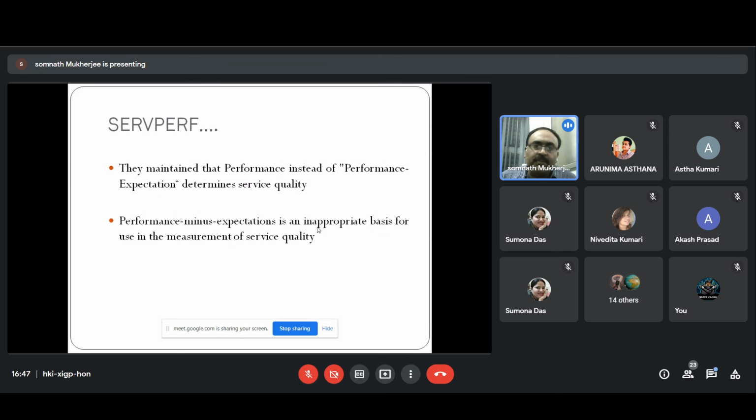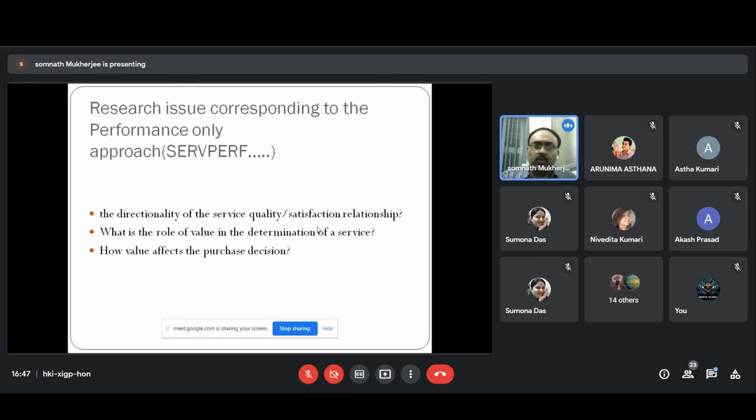Fine. What does the SERV-PERF say? That performance expectation determines service quality. This is what we discussed. What could be the corresponding research issues to this? The directionality of the service quality satisfaction relationship. What PZB said is that it's service quality and satisfaction. There were many people who disagreed with this. They said that no, it's not that causal relationship. It's slightly different. So all of these are practical issues that really may come in.